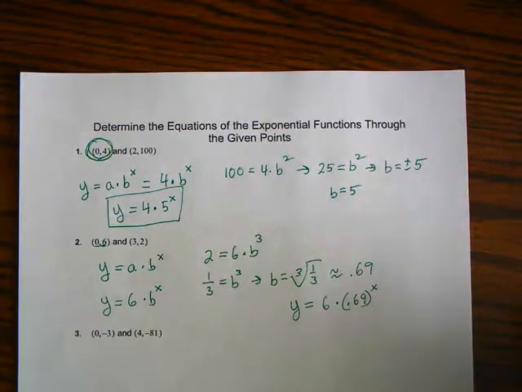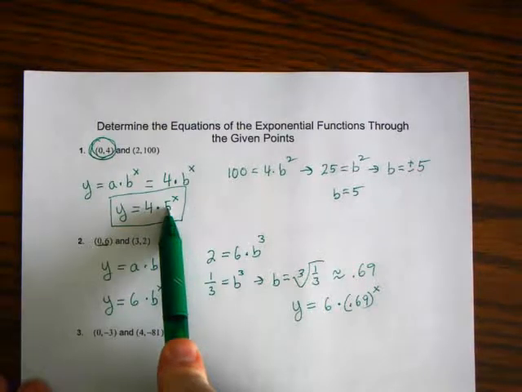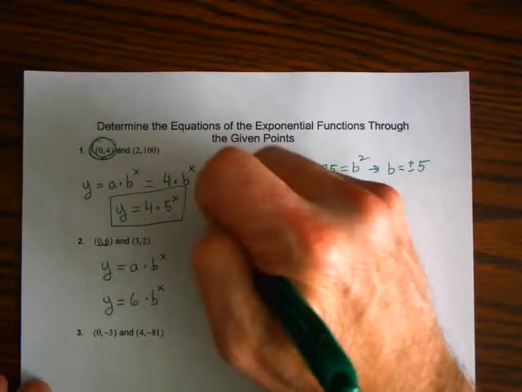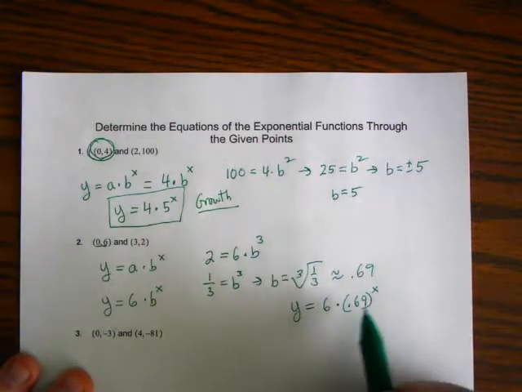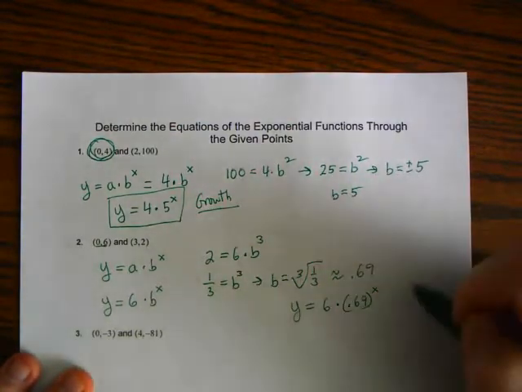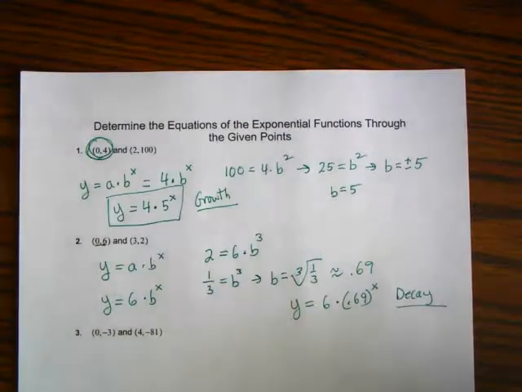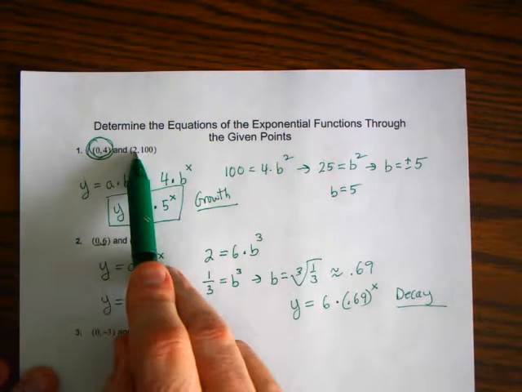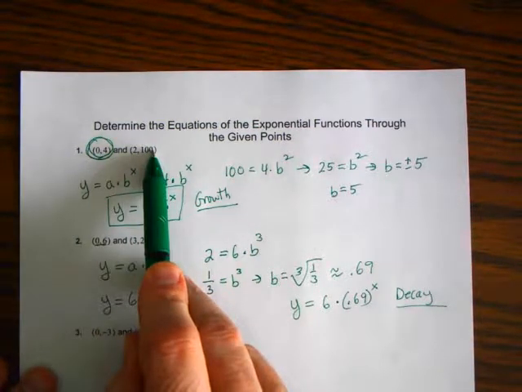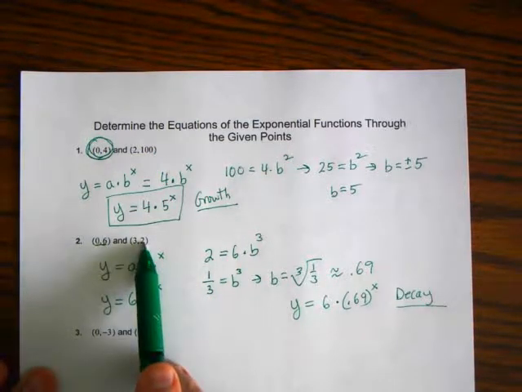So just a few comments on these. For this first one, notice b turned out to be 5. 5 is bigger than 1, so this one would be growth. You might be asked that in the section, but it's always good to recognize that. And in this one, our b turns out to be smaller than 1, 0.69. So this one is something that we called decay a few sections ago. And that seems to make sense because here, when the x number got bigger, the y number got bigger. That tells you growth. On this one, when the x number got bigger, the y number got smaller. So that's an indication of decay.